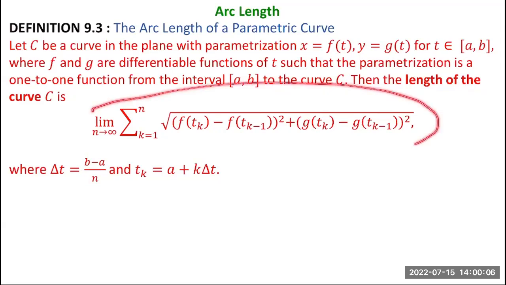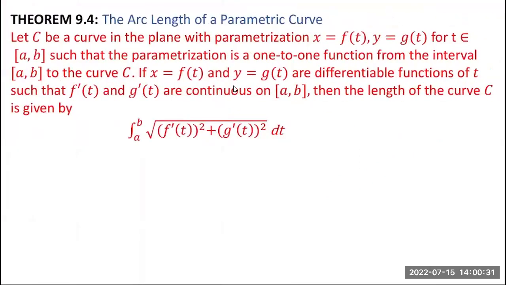So the bottom line is this limit is equal to the length of the curve on this interval when t is in this interval. Delta t is defined by this quantity and tk is defined by this equation, a plus k times delta t. All right, that is the definition of arc length. We will not be using this definition that much in this section, but we will be heavily using this theorem to find the arc length. Okay, let's go over this theorem.